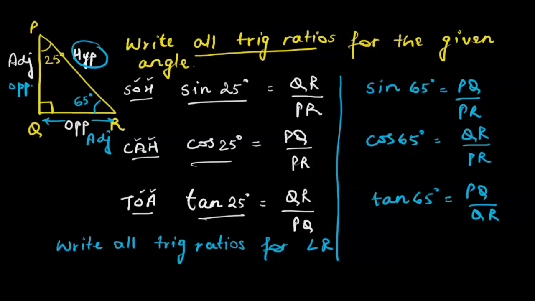In this particular example, we just wrote the ratios with respect to the side lengths using the alphabets. What if we are given the side length values? Then how do we write the ratios? Let's understand that with an example.